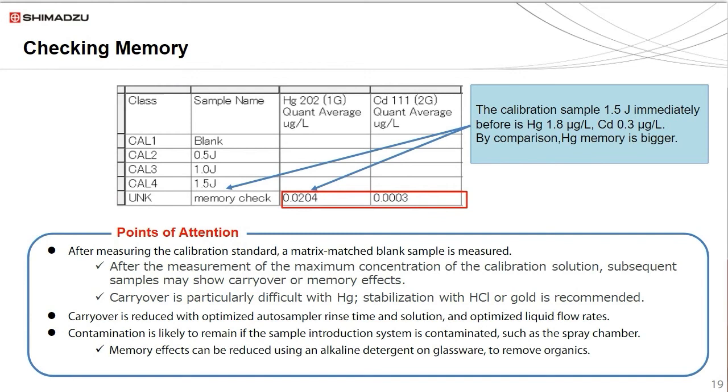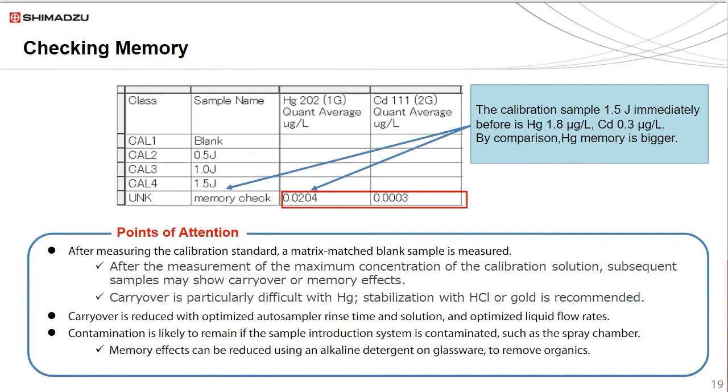Memory effects can also be reduced by having multiple rinse solutions available in some autosamplers and having different solutions in each, dissolving organic and difficult inorganic ingredients separately. We can also lengthen the rinse time in the method and speed up the rinse solution uptake.